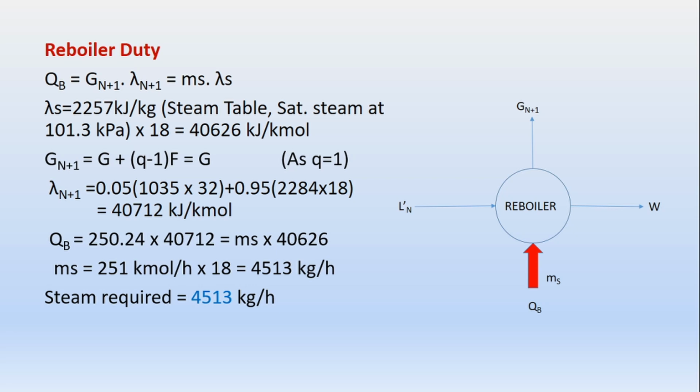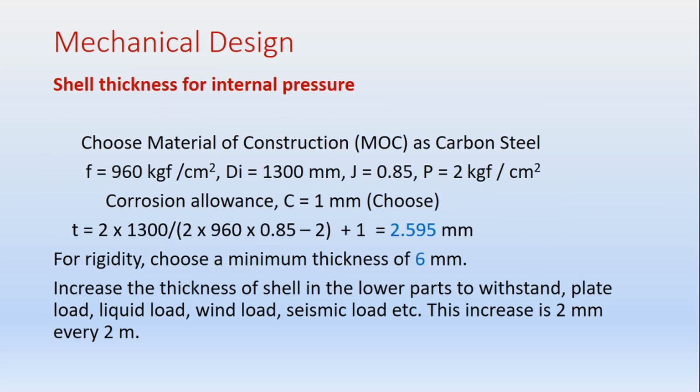QB is Gn plus 1 into lambda n plus 1, which equals Ms lambda s. We find out Gn plus 1 by the material balance of the column, and we determine the QB, the reboiler duty, and from the reboiler duty we find out the steam requirement, which is 4513 kg per hour. So condenser duty and reboiler duty we have determined. So the functional design, the process design, we have completed.